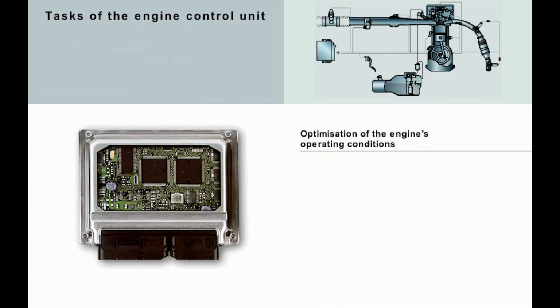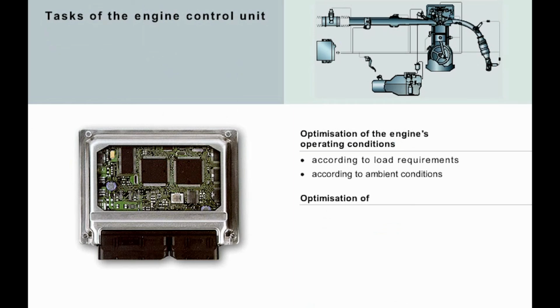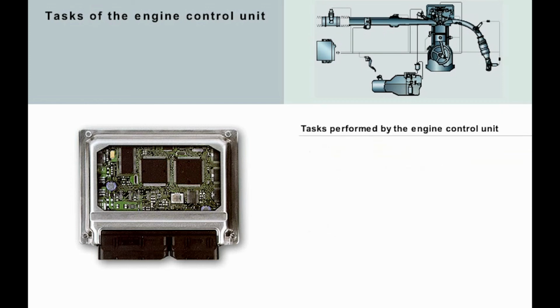The main task of the engine control unit is to create optimum operating conditions for the engine, depending on the driver's load requirements and external conditions. The output demanded by the driver pressing the accelerator pedal must be made available with optimum consumption values, lowest possible exhaust gas emissions, and a high degree of running smoothness. In order to meet this demand, the engine control unit must perform various tasks.